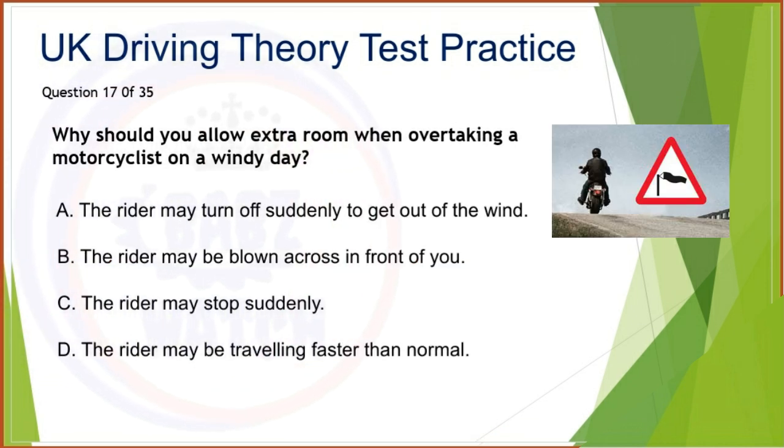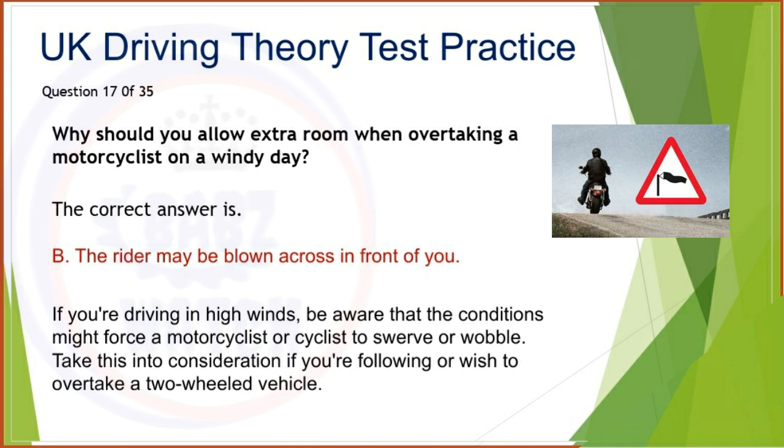Question 17 of 35. Why should you allow extra room when overtaking a motorcyclist on a windy day? A. The rider may turn off suddenly to get out of the wind. B. The rider may be blown across in front of you. C. The rider may stop suddenly. D. The rider may be traveling faster than normal. The correct answer is B.